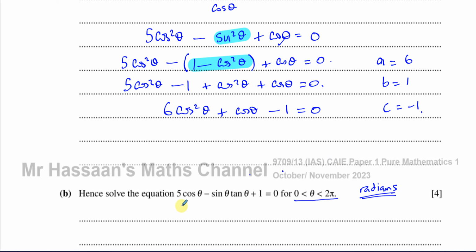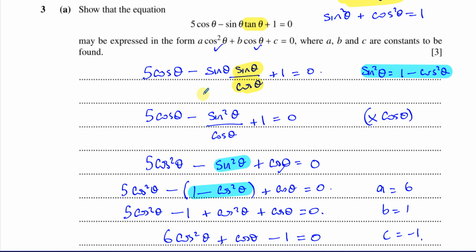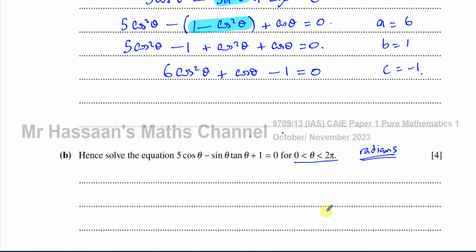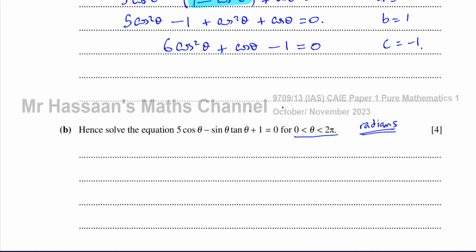Now, what I'm going to do is compare what we got with what we started with. So 5 cosine theta minus sine theta tan theta plus 1 equals 0. Exactly the same. Because it says hence, it means using the answer that you got before. Once I've verified that they're the same, I can now just replace this with the answer that we have got above. So you have 6 cosine squared theta plus cosine theta minus 1 equals 0. So here we have what's called a quadratic equation. It's like a disguised quadratic in terms of trig ratios.